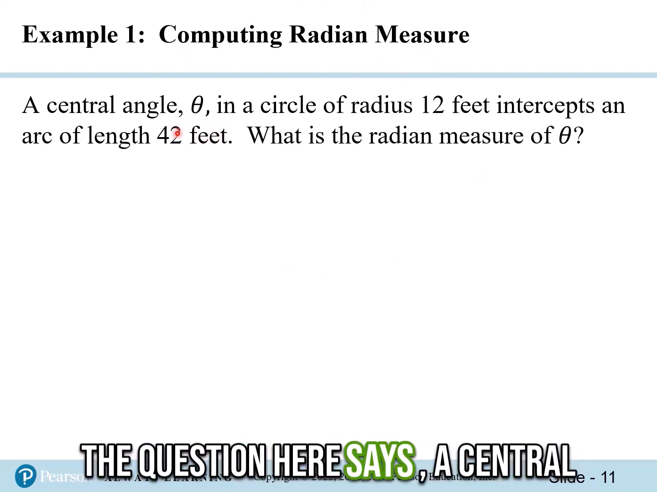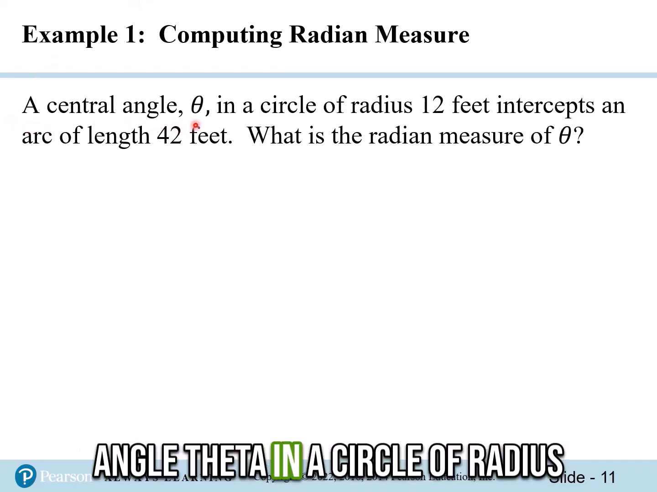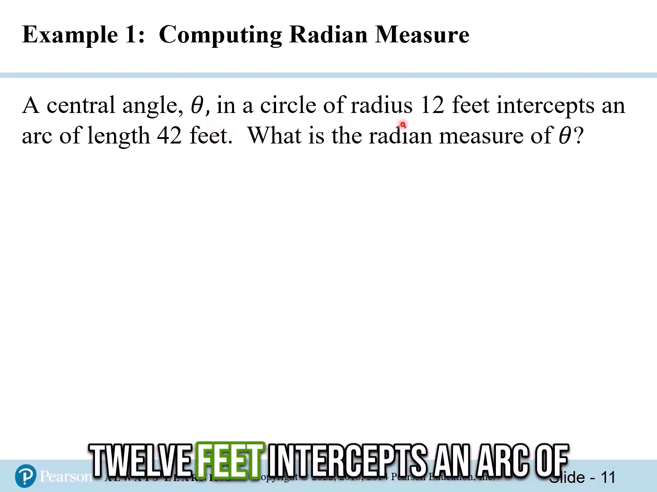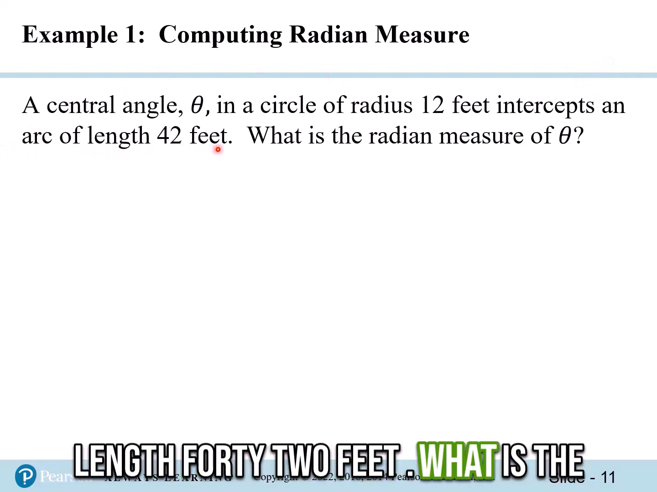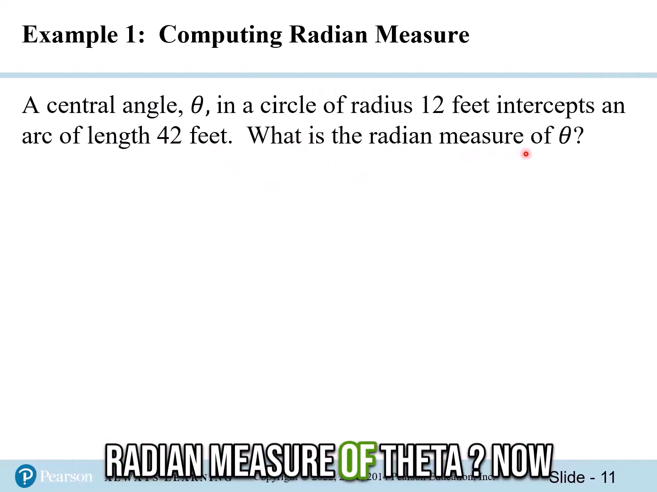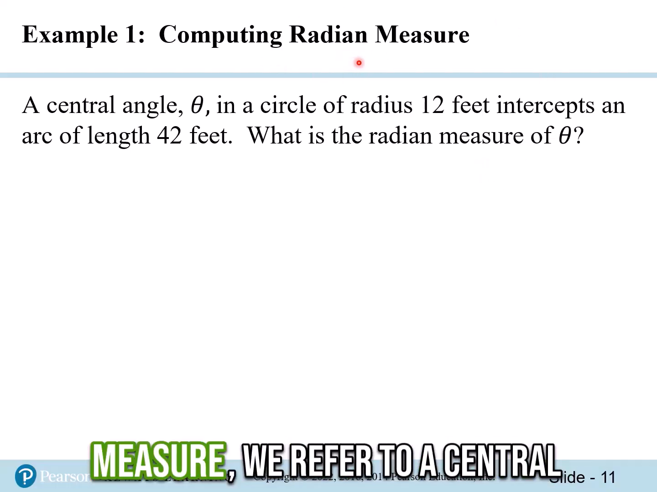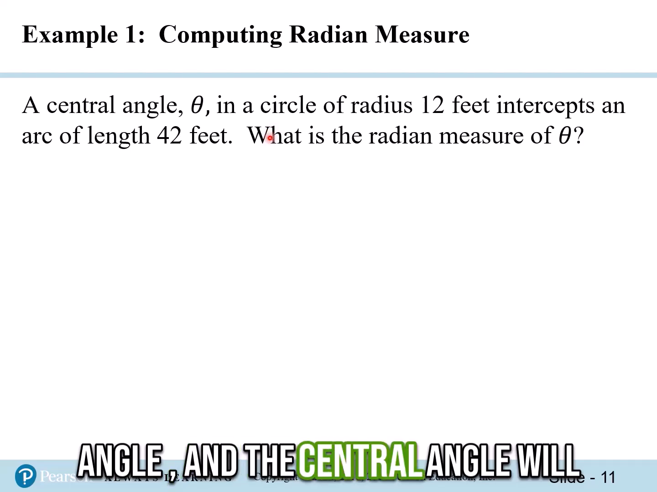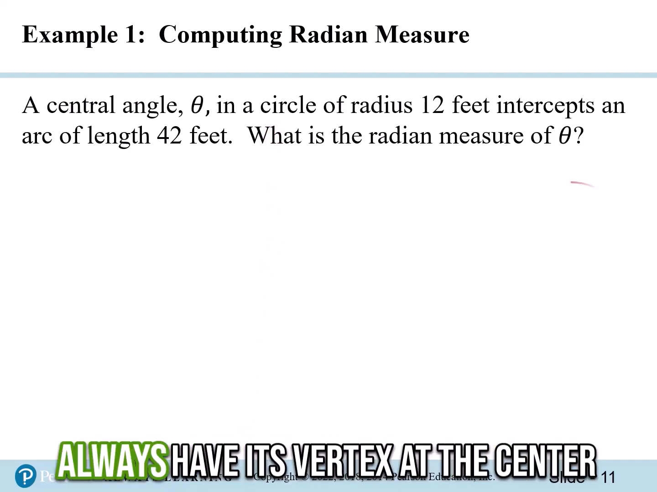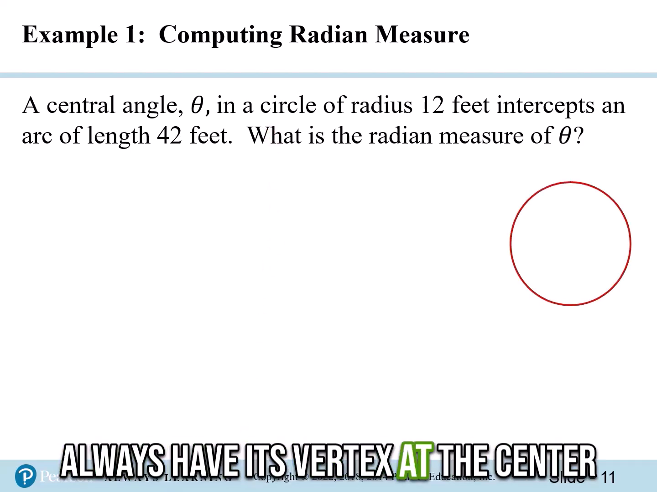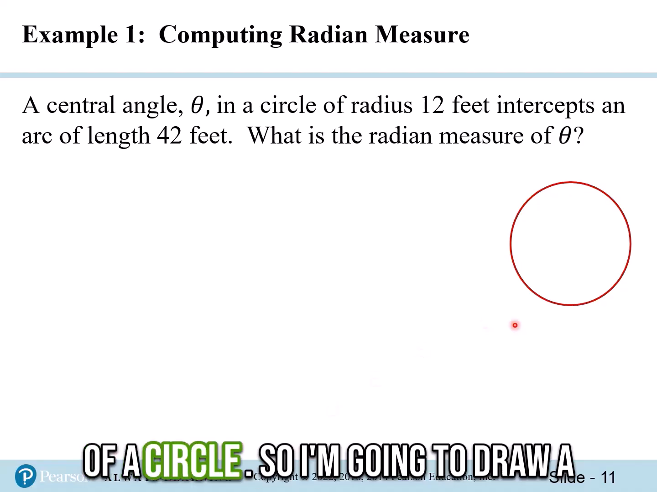Now the question here says a central angle theta in a circle of radius 12 feet intercepts an arc of length 42 feet. What is the radian measure of theta? Now, whenever we speak about radian measure, we refer to a central angle. And a central angle will always have its vertex at the center of a circle.